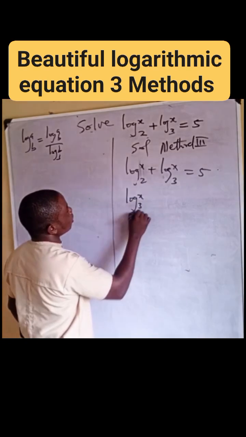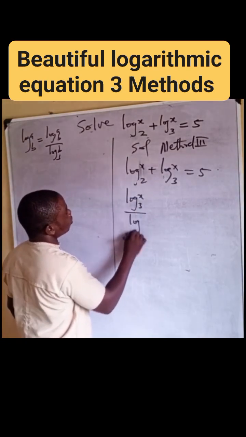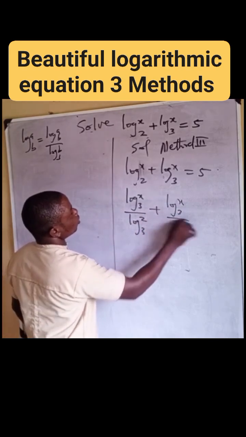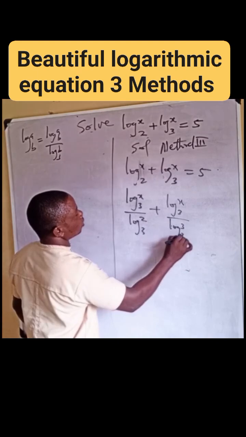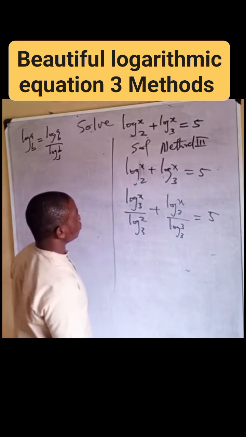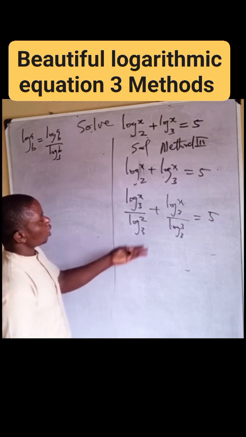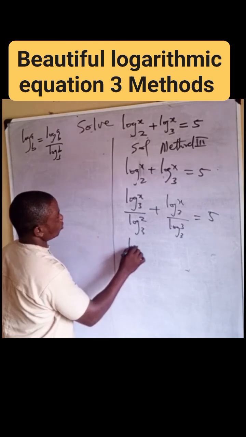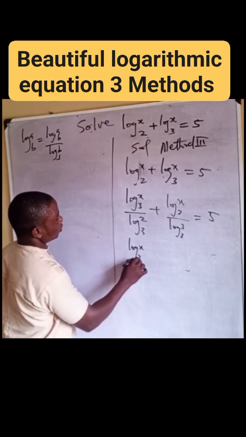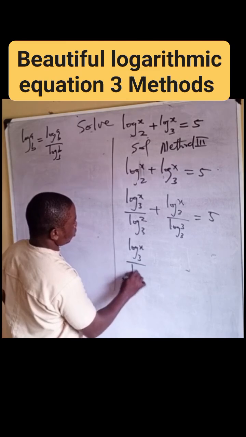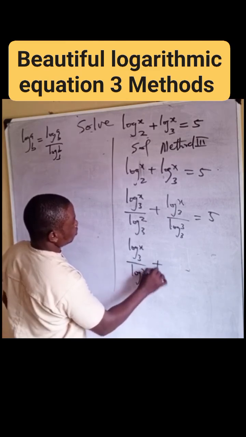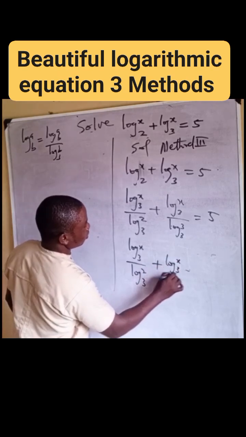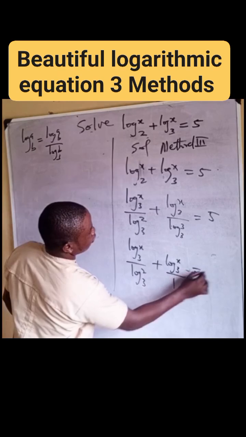Log x base 3 over log 2 base 3 plus log x base 3 over log 3 base 3 is equal to 5. And you know that log 3 base 3 is 1. So we have log x base 3 over log 2 base 3 plus log x base 3 over 1 is equal to 5.